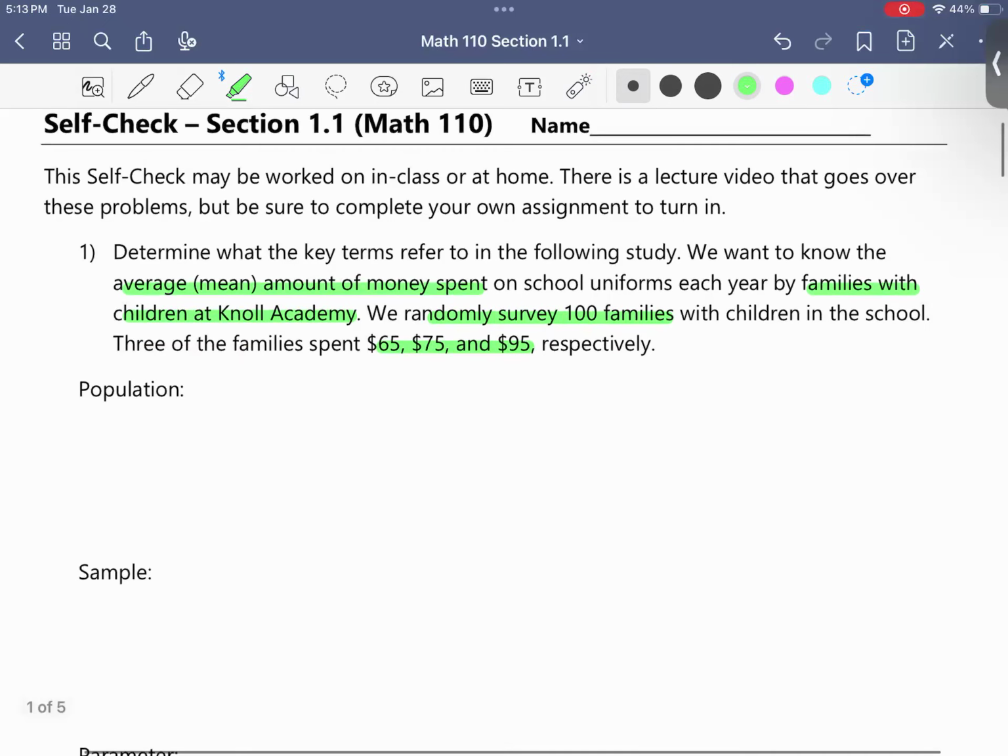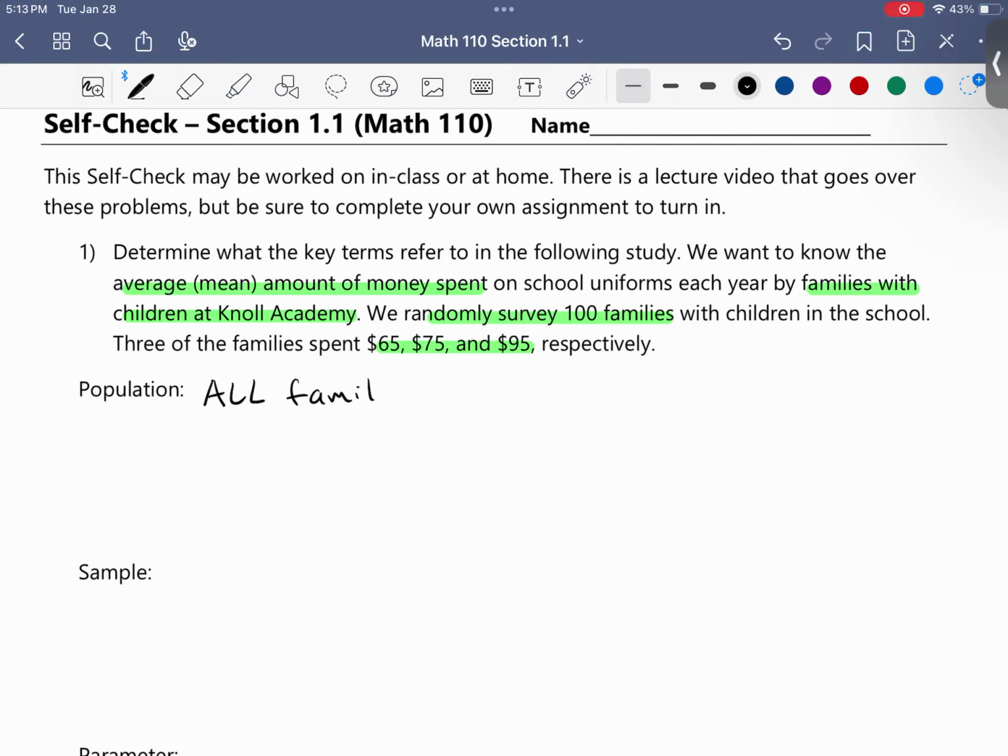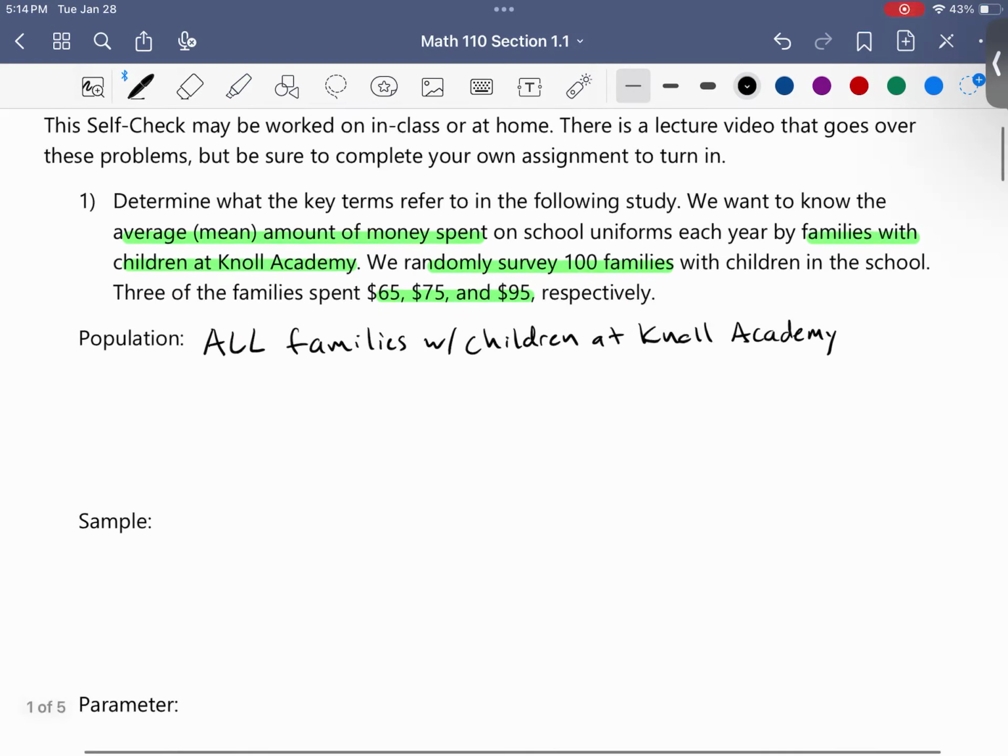So let's go ahead and identify what the key terms are in this question. With population, we know we're talking about families with children in Knoll Academy, but remember with population, that key word is all. We're talking about everybody. So what we want to say is all families with children at Knoll Academy. Okay, so that's our population.